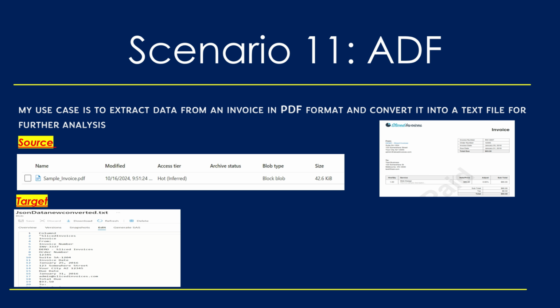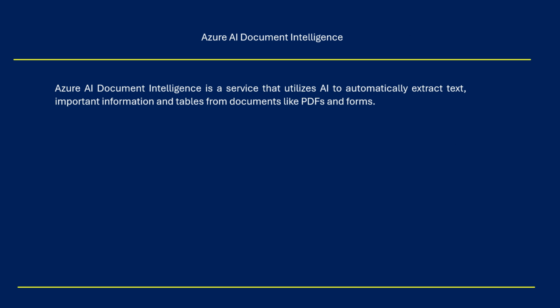To implement this task, one of the key requirements is to configure the Azure AI Document Intelligence Service, and we need a web activity in ADF to call this API. Coming to Azure AI Document Intelligence Service, this service utilizes AI to automatically extract the text, important information, and tables from documents like PDFs and forms. If this service is not available in your resource group, we need to set up the service first.